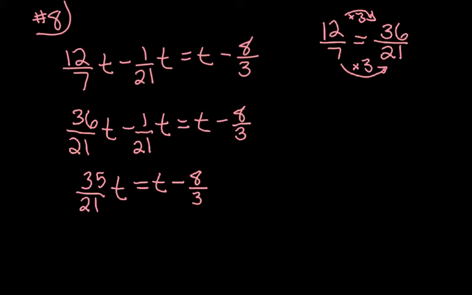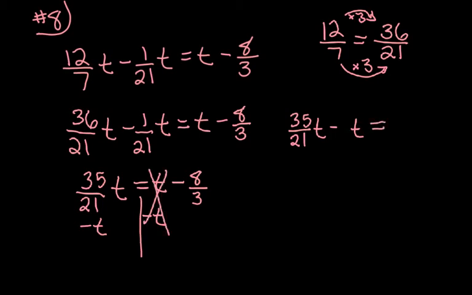Now, both sides are simplified as far as they can, but I have t's on the left side and t's on the right side. So I'm going to go ahead and subtract the t from the right side to get all my t's in one place. So now I have 35/21 t, and I need to do minus 1t. And that's equal to, those canceled out, so it's equal to just -8/3. Notice I kept the negative symbol.